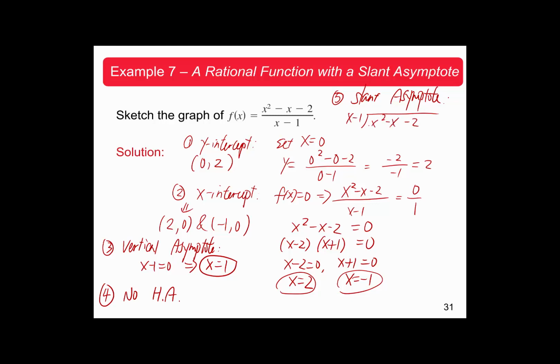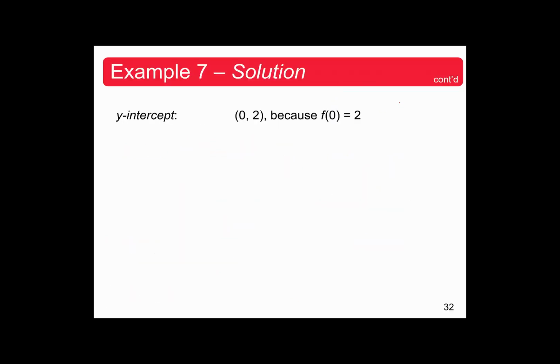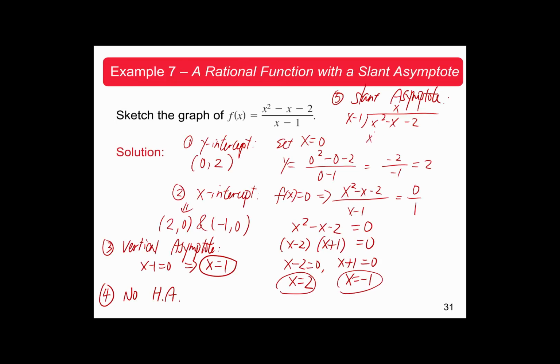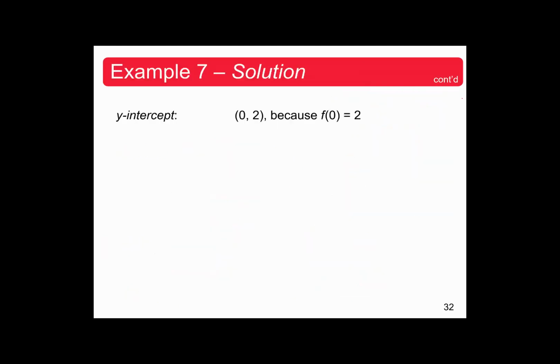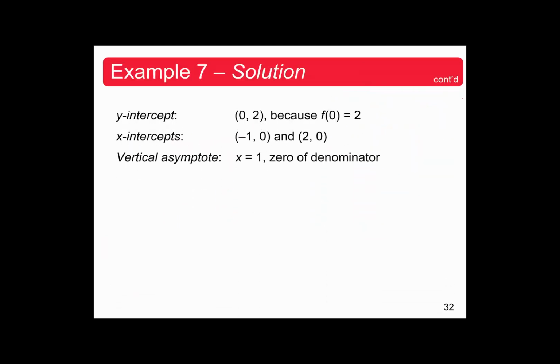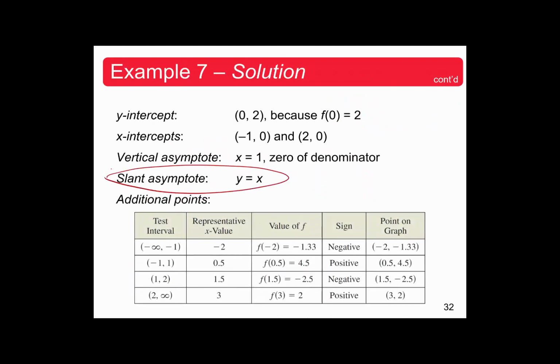So x minus 1 goes into that x times, right? So x squared minus x. When you multiply that, you cancel that out, and then the remainder will be negative 2. So the slant asymptote is just y equals x. That's why you see y equals x on the next slide, with the slant asymptote right here. And then we also test intervals.